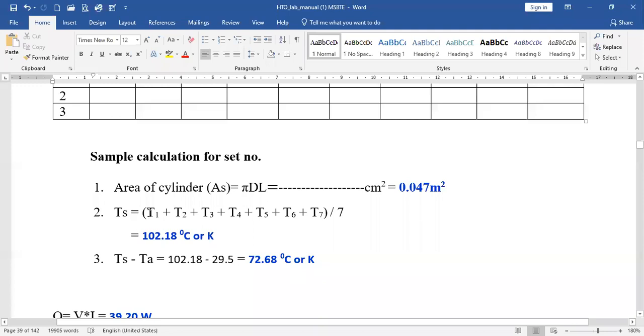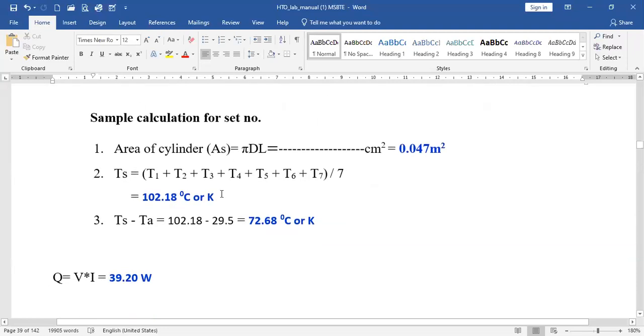Now we have observed the T1 to T7 readings. So on the basis of that, we can calculate this Ts, that comes 102.18 degrees Celsius. Then this temperature difference, that is Ts minus Ta. So the average surface temperature and ambient temperature difference comes as 72.68 degrees Celsius. Now when we are calculating the temperature difference, that may be in terms of degree Celsius, that may be in terms of Kelvin. So when temperature difference is there, then the degree Celsius or Kelvin can be used.